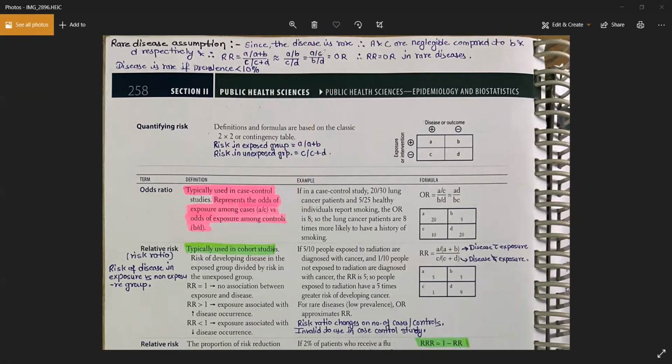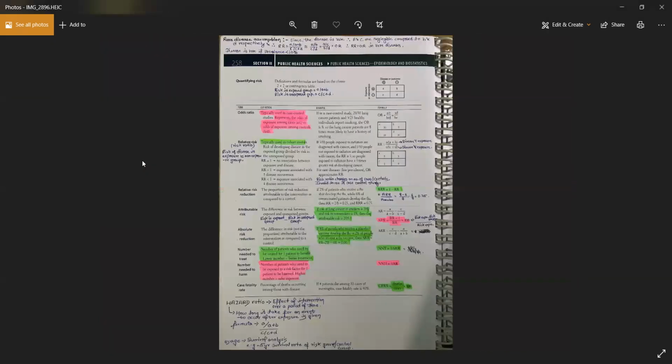So if Step 1 asks you why, in a certain situation, the relative risk was equal to the odds ratio, the answer is because it is the rare disease assumption. Okay. Any more doubt on this page? Please ask. Anyone?